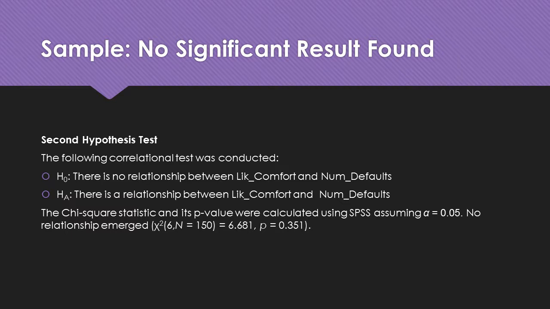As a result, the chi-square statistic and its p-value were calculated using SPSS software with a significance level of 0.05 and showed no relationship between the two, with a p-value of 0.351, which is again higher than a significance level of 0.05.